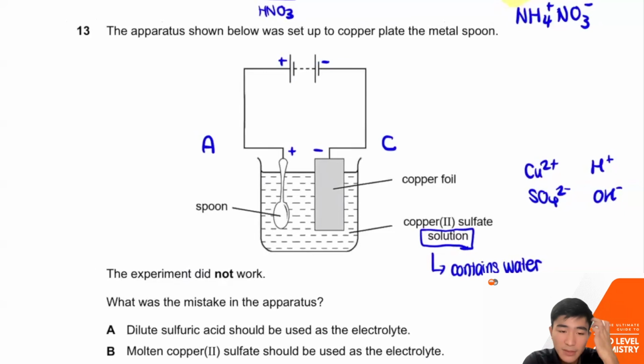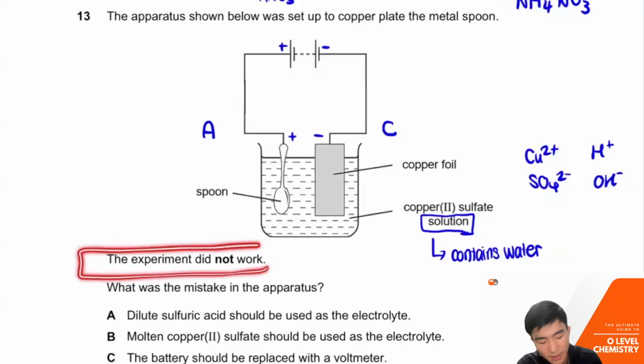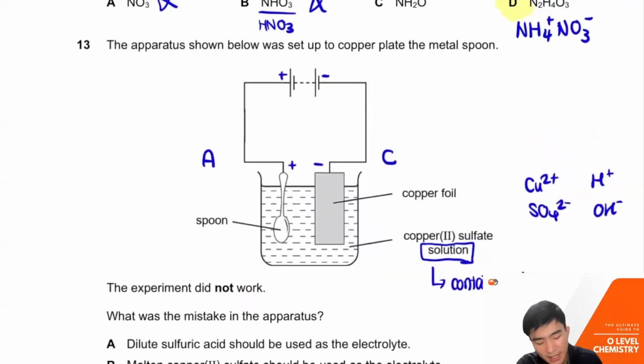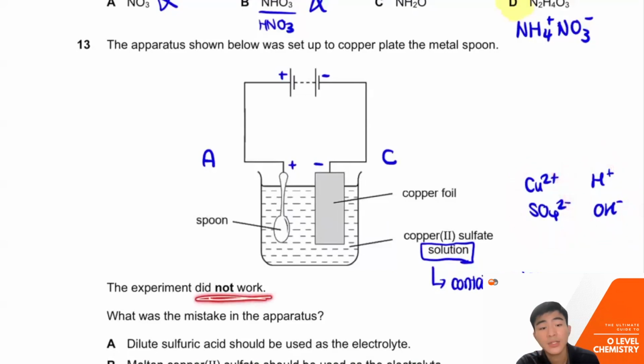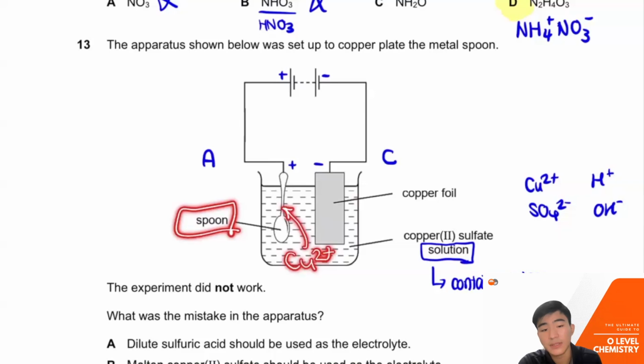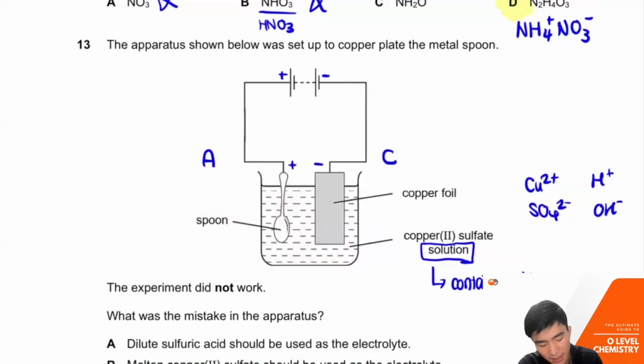Okay. Now, can you see over here what happens? They tell us that the experiment cannot work. Why can it not work? Now, imagine, we have Cu2+, SO4 2-, H+, OH-. For me to be able to electroplate the spoon, I need the copper 2+ to go to the spoon. So in this case, immediately it cannot, because 2+ cannot go to the positive terminal. They are going to repel, right? So in this case, this setup doesn't work. Why? Because the spoon should be the negative terminal.